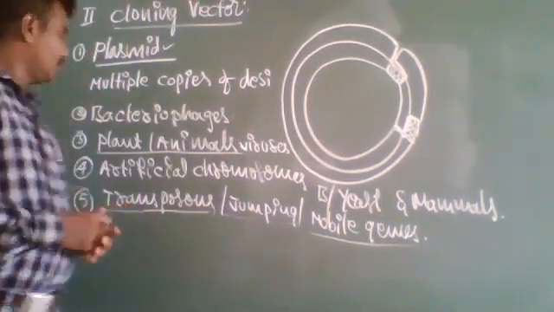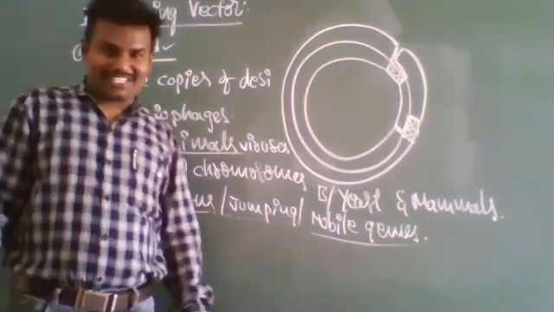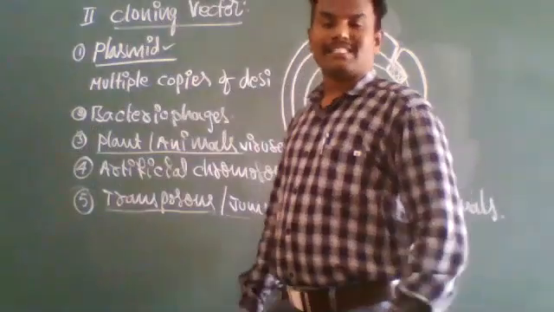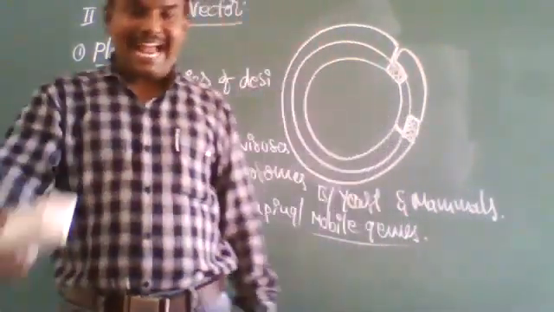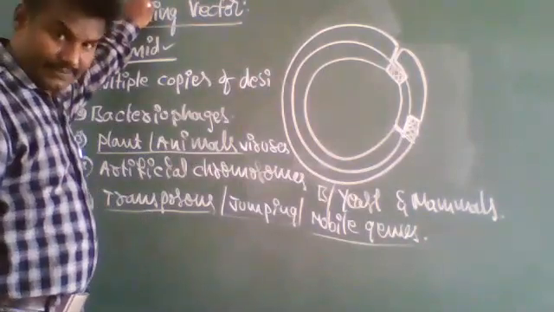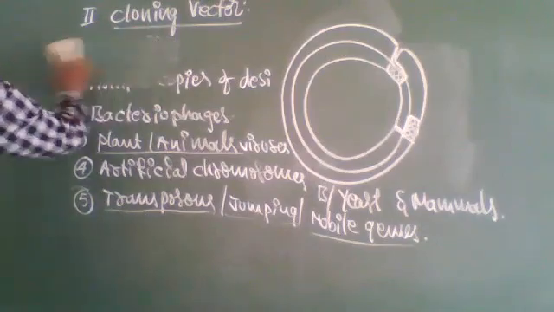Okay, so these are the enzymes. Next one is the next tool, cloning vectors. Here, they will ask a 5 marks question: briefly explain about the tools of recombinant DNA technology. At that time, first you have to mention enzymes. Next, cloning vectors.